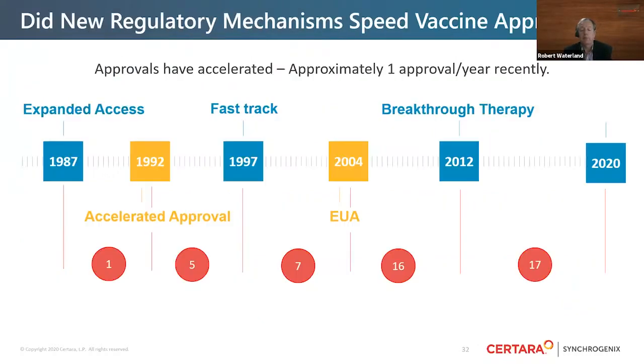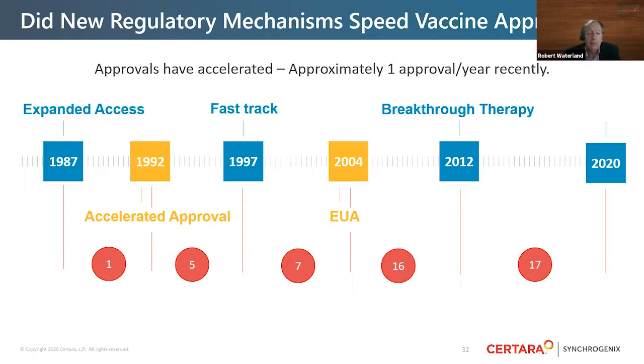So next slide, please. So did any of this work? This slide sort of shows that indeed approvals have accelerated. The timelines, the boxes in blue and yellow with the dates on them indicate the points at which FDA promulgated these new regulations. And the red circles with numbers inside them are the number of vaccines that were approved in the interim. So between 1987 and 1992, there was only one vaccine BLA that was approved. More recently, approvals have accelerated, and there are now approximately one per year.